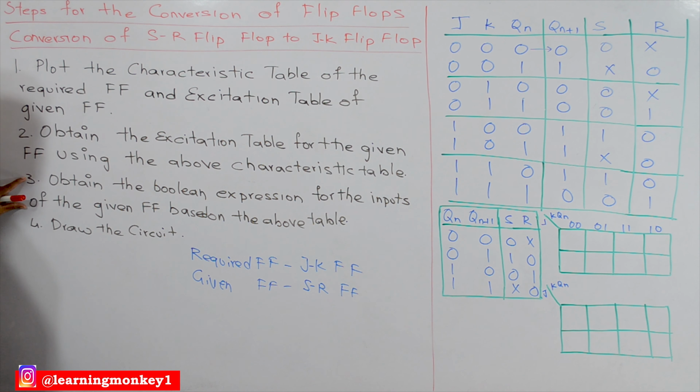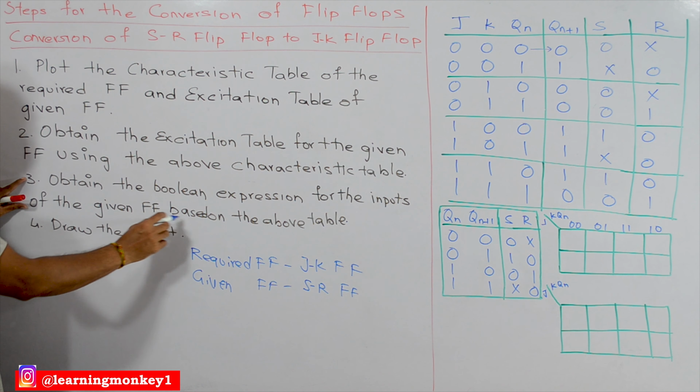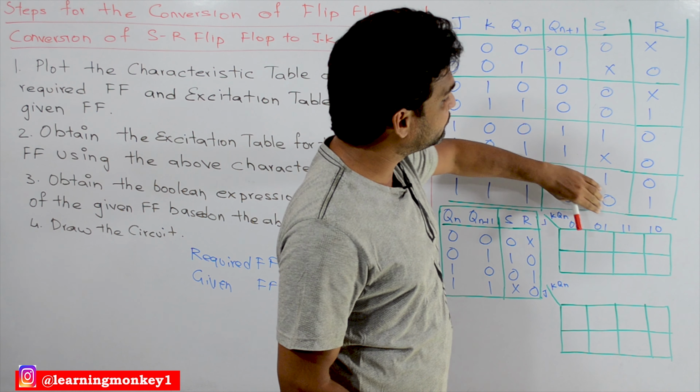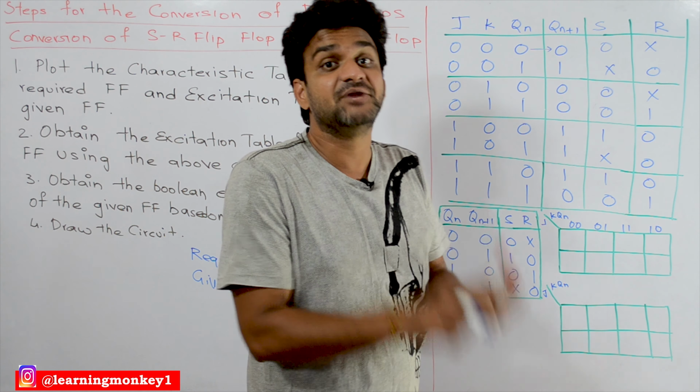Obtain the Boolean expression for the inputs of the given flip-flop based on the above table. So based on this table, we have to obtain the Boolean expression for the given inputs. In the sense, we have to obtain the Boolean expression for the S function, and also the Boolean expression for the R function. Okay, and the fourth step is draw the circuit. So now let's do the third step, which is obtaining the Boolean expression for S.